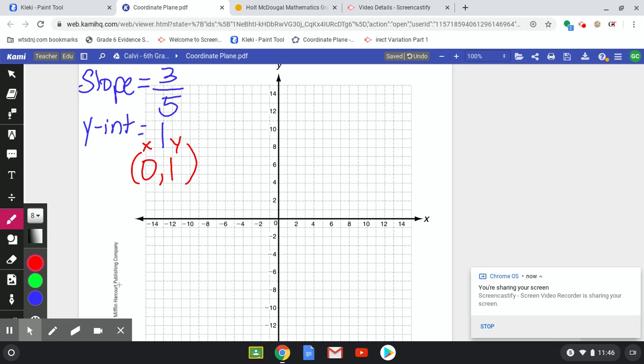So (0, 1), starting at my origin. The first number tells me to go left or right. I'm not going left, I'm not going right, I'm staying at 0. My second number tells me to go up or down. Because it's a positive 1, I'm going to go up to positive 1, plot a point.